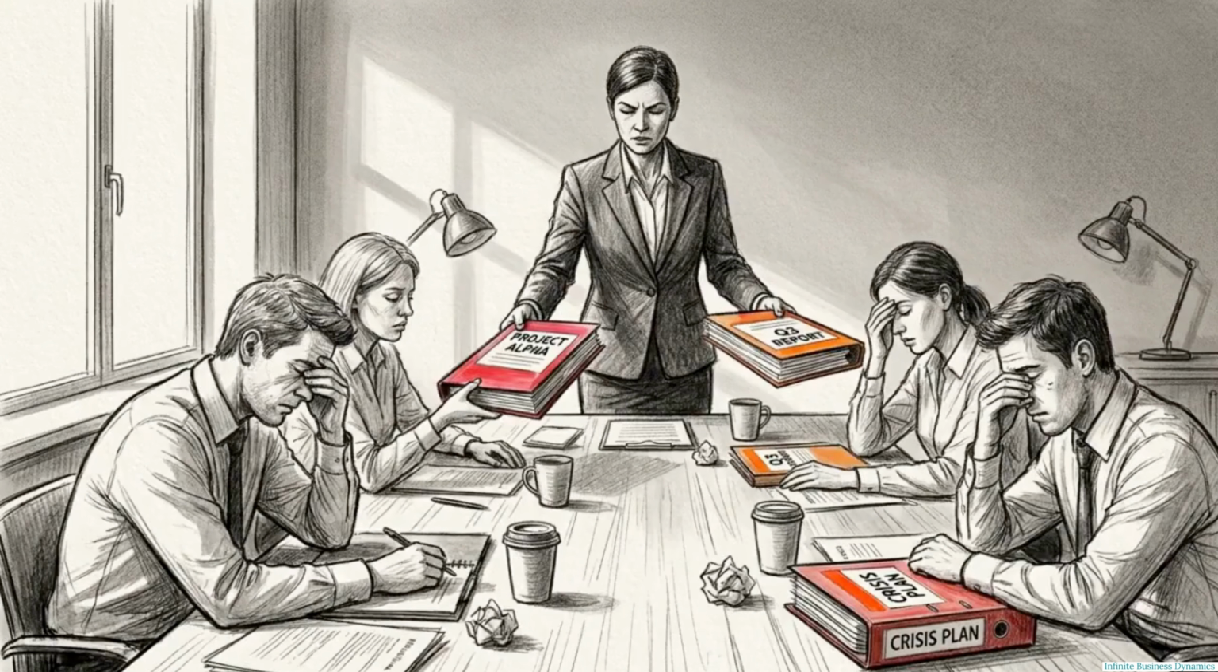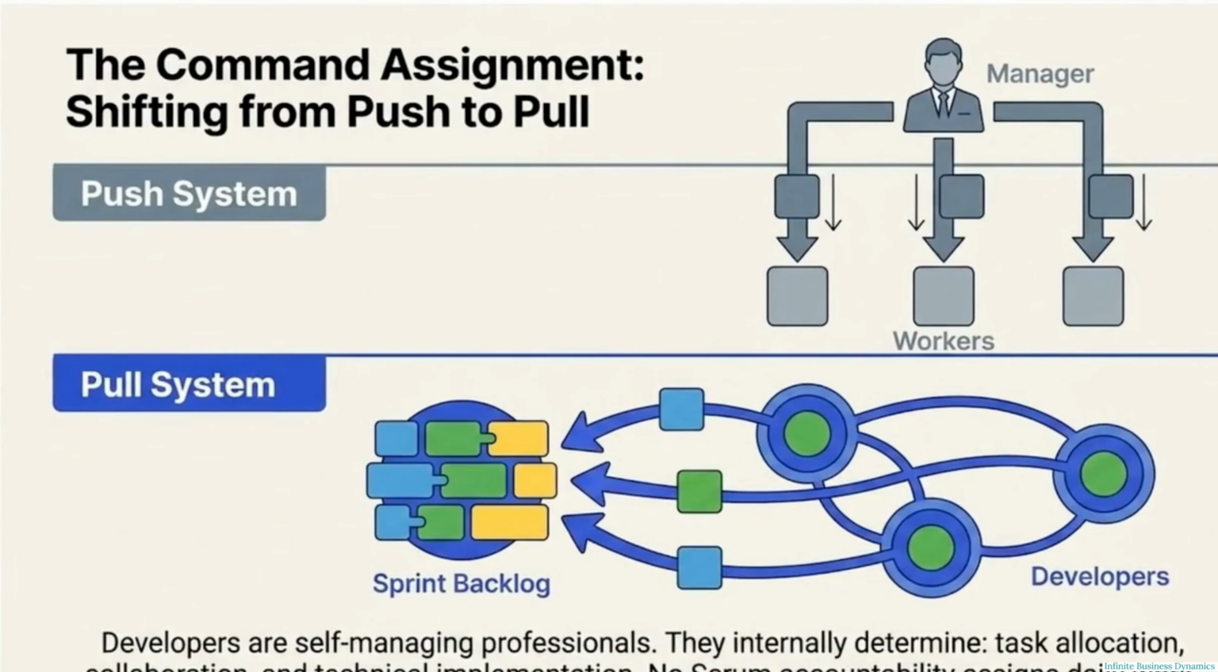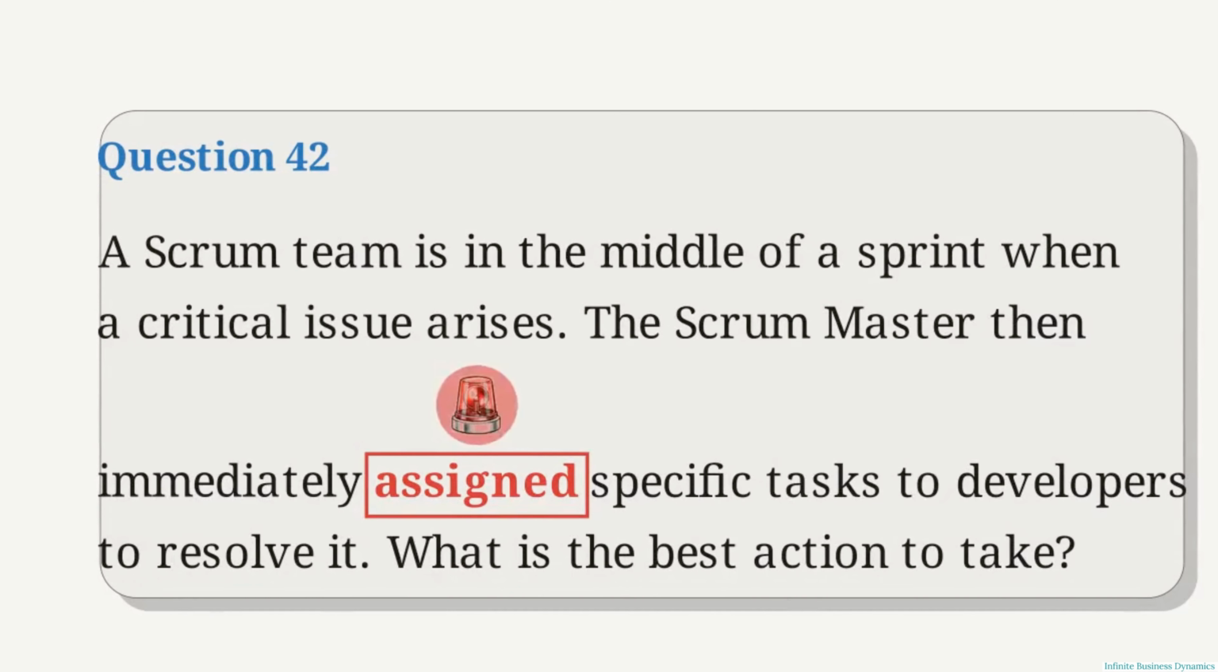Our third trap stems from the predictive assumption that an authority figure must distribute daily tasks to ensure the work actually gets done. This graphic compares the two approaches. The top half shows a traditional push system, where a manager directs workers from above. Scrum uses the pull system below. Developers are self-managing professionals. They pull work from the sprint backlog, coordinating task allocation internally. If you see the word assigned in any exam question regarding sprint execution, you are almost certainly looking at a trap.